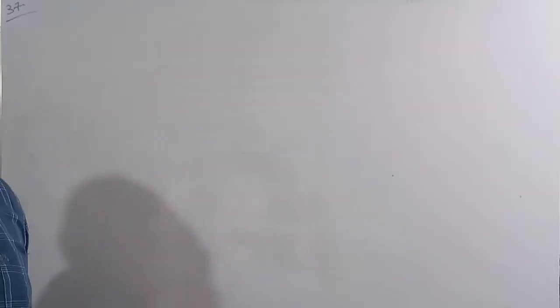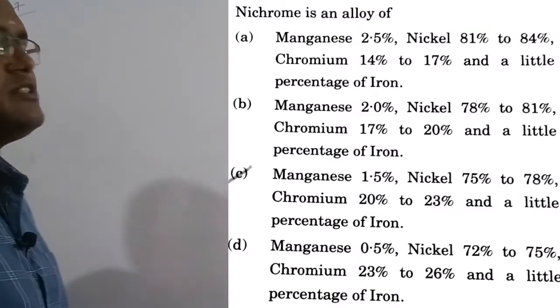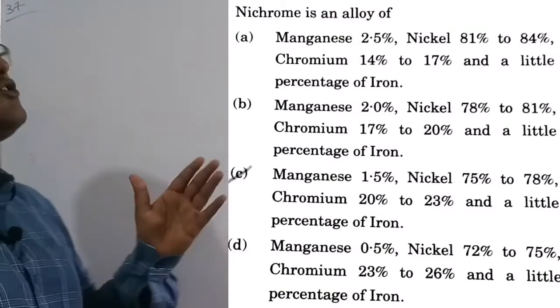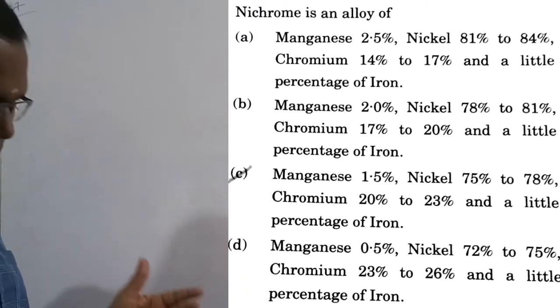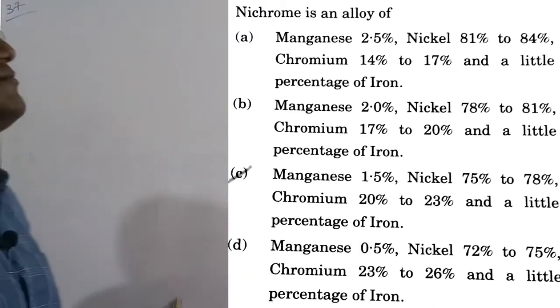So now we are going to solve the 37th question. See the question here. Nichrome is an alloy of. Basically in this question they are asking what the Nichrome consists of, what components it consists of. So option C is the correct solution of this question. Let's discuss something more about this one.